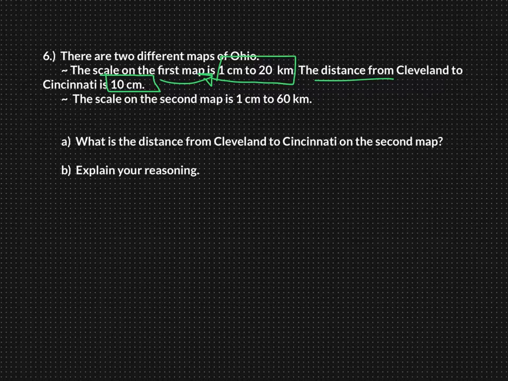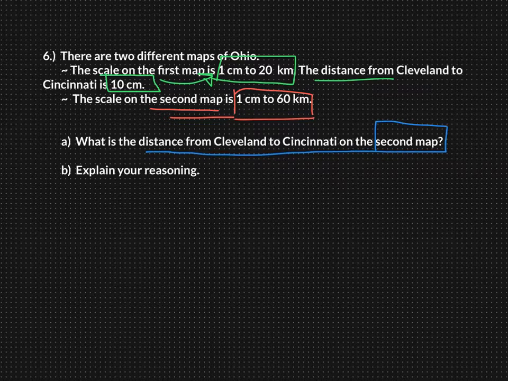Then they tell us about a second map, and it has a different scale. So the question we're being asked is the distance on the second map. In order to answer this question, we're first going to have to figure out something about that first map to help us out.